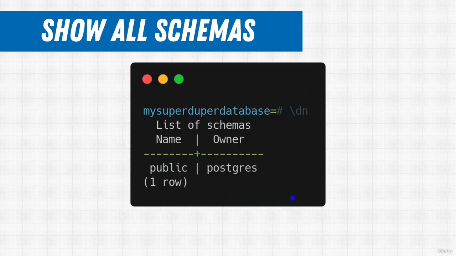There is a way to show all the schemas. You can do \dn, and this will show you all of the different schemas that are on the database and who is the owner of the schema, because whoever creates the schema, again, is the owner of that schema. So with \dn, we can see that public is our only schema in the super duper database we created, for instance.